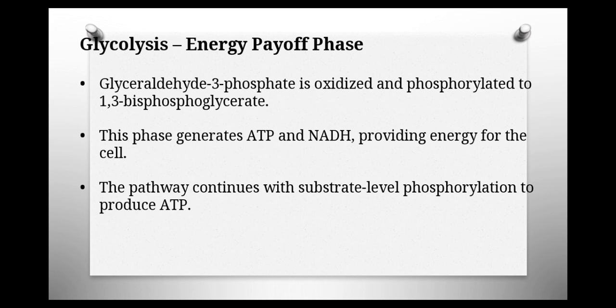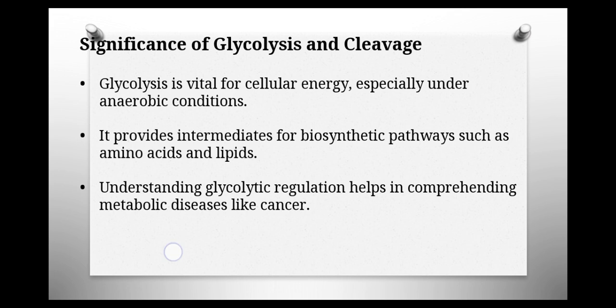Glycolysis energy payoff phase. Glyceraldehyde 3-phosphate is oxidized and phosphorylated to 1,3-bisphosphoglycerate. This phase generates ATP and NADH, providing energy for the cell. The pathway continues with substrate-level phosphorylation to produce ATP.